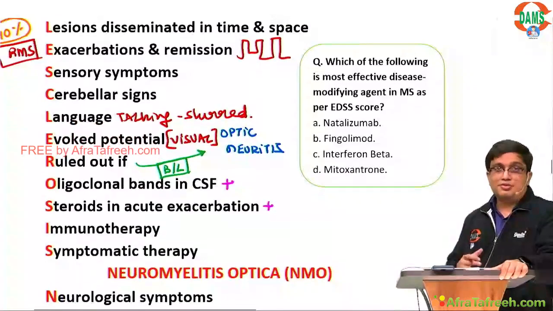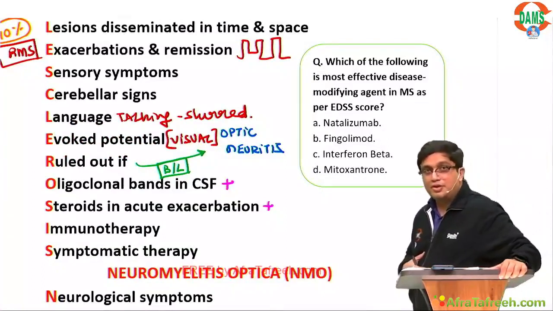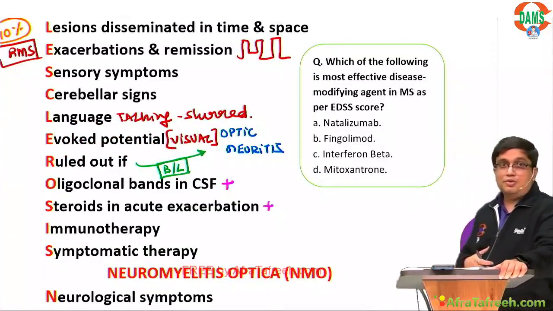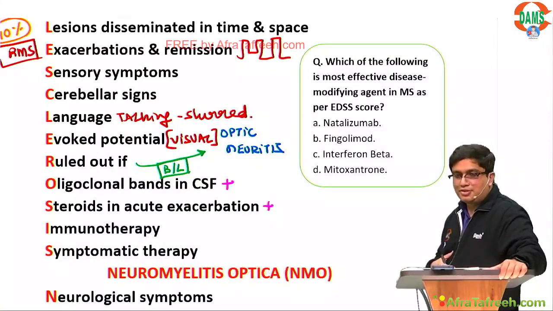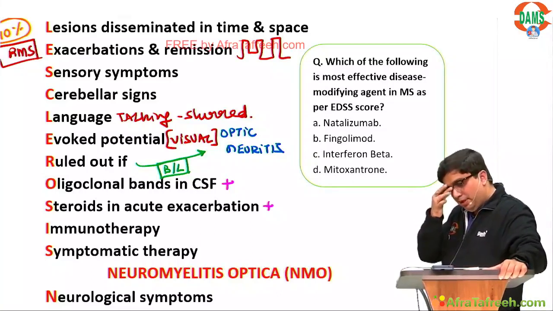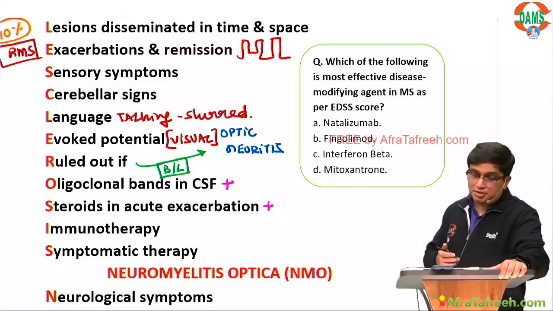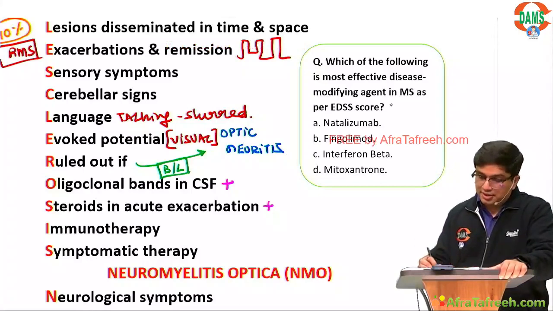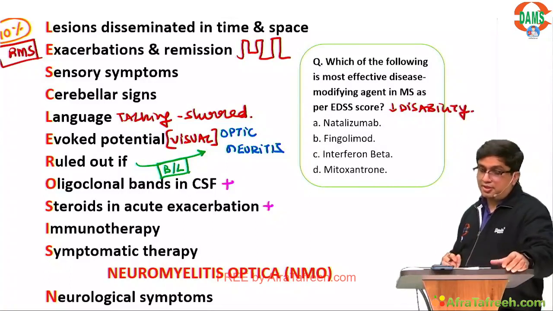Let's try to answer this question. It's a very smart question. Which of the following is the most effective drug for disease modification as per the EDSS scoring system? Tell me. Indirectly, we are asking you what is a drug which is going to decrease the disability in the patient, not the relapse, the disability in the patient.